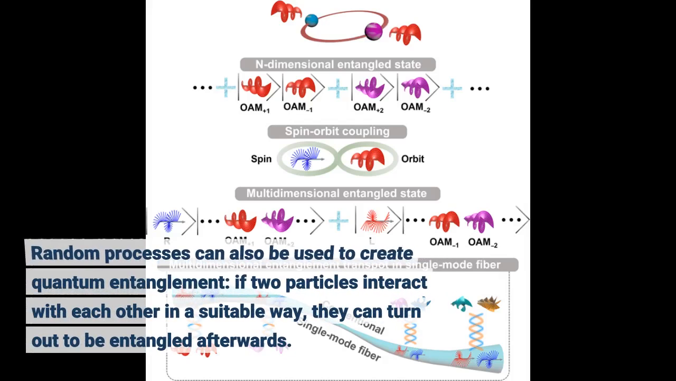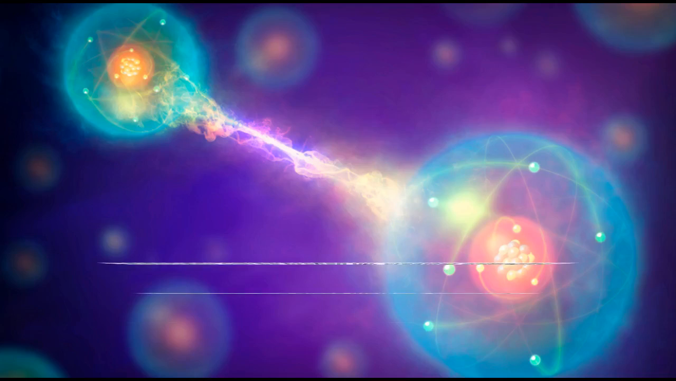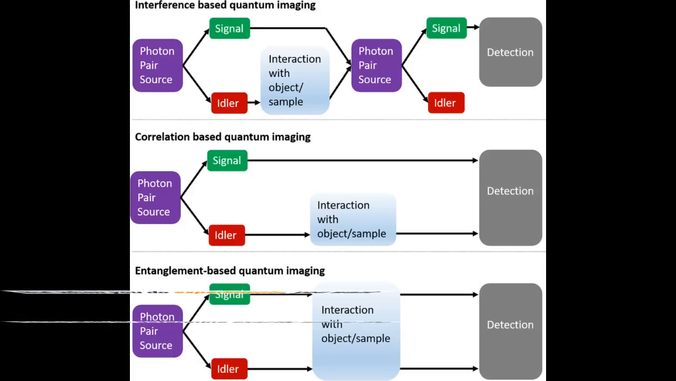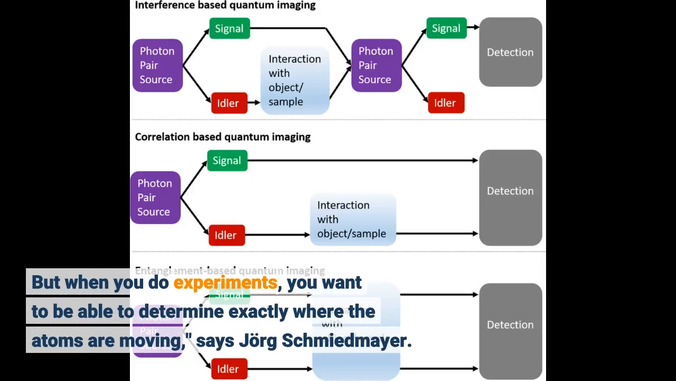Random processes can also be used to create quantum entanglement. If two particles interact with each other in a suitable way, they can turn out to be entangled afterwards. Molecules can be broken up, creating entangled fragments. But these methods cannot be controlled. In this case, the particles move in random directions. But when you do experiments, you want to be able to determine exactly where the atoms are moving, says Jörg Schmiedmayer.